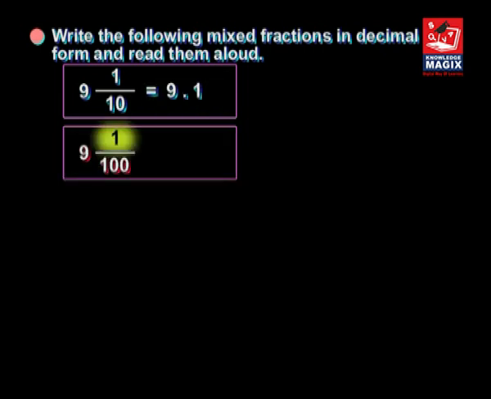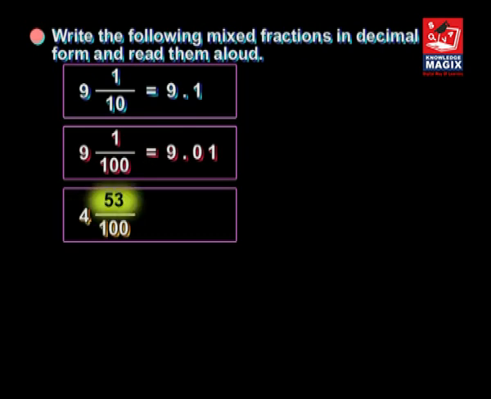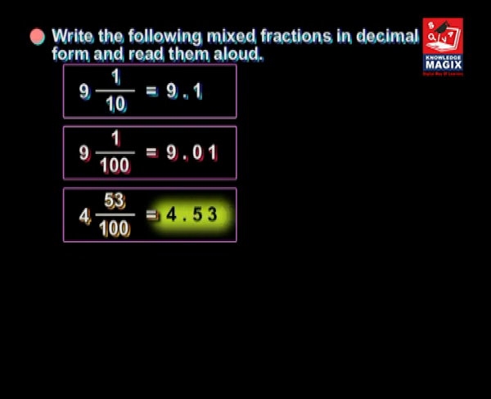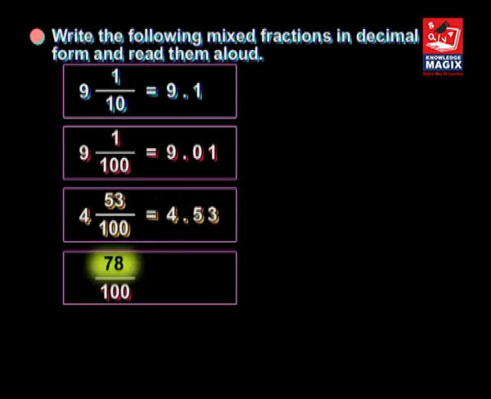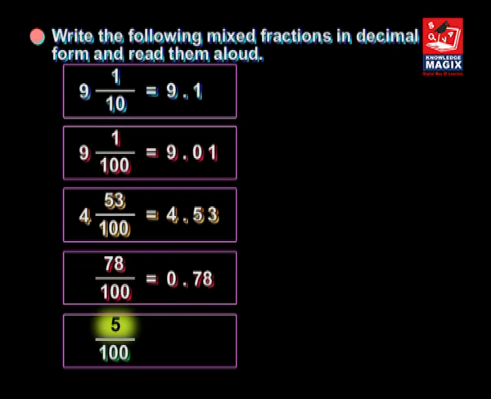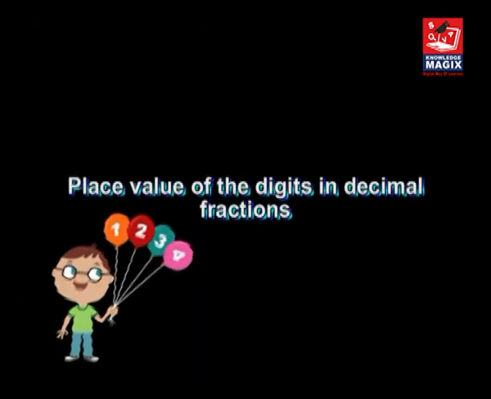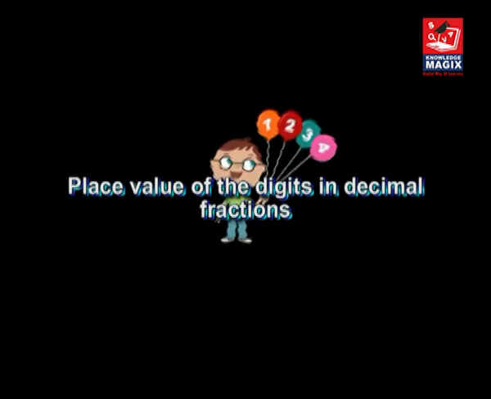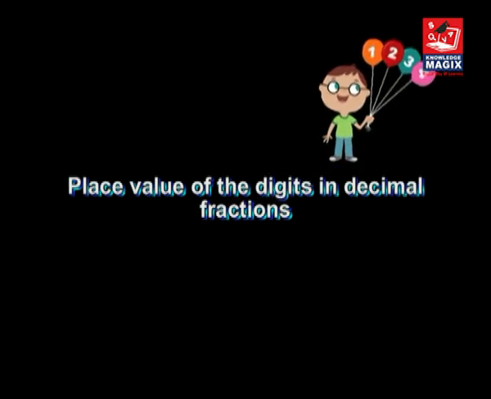9 and 1 upon 100 is equal to 9.01. 4 and 53 upon 100 is equal to 4.53. 78 upon 100 is equal to 0.78. 5 upon 100 is equal to 0.05. Then we'll proceed to place value of the digits in decimal fractions.